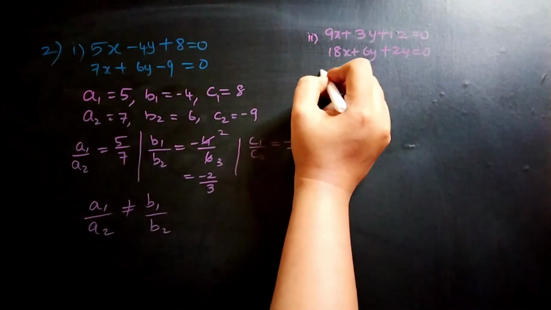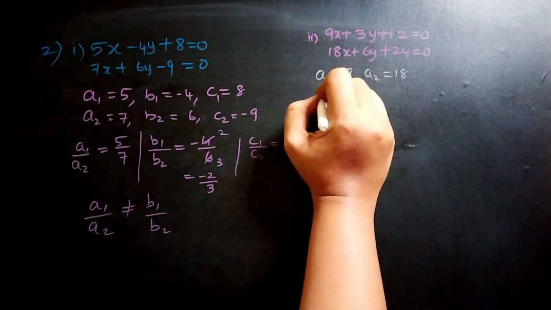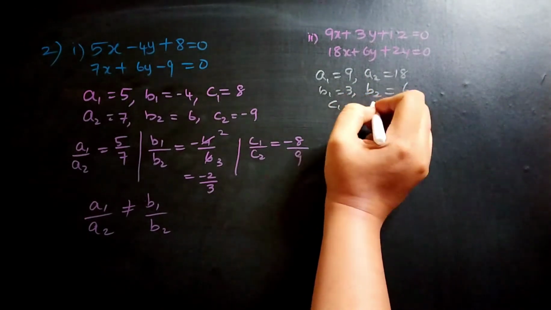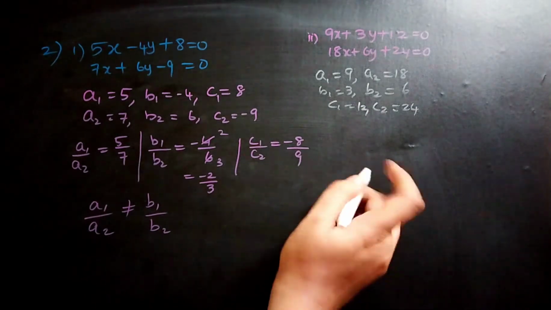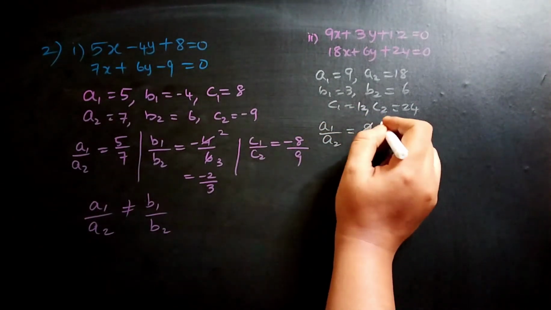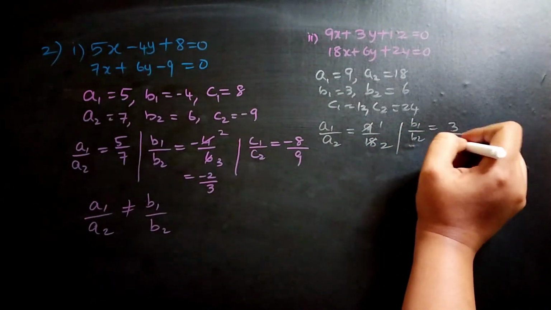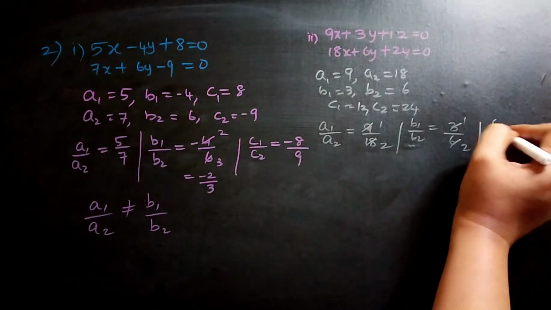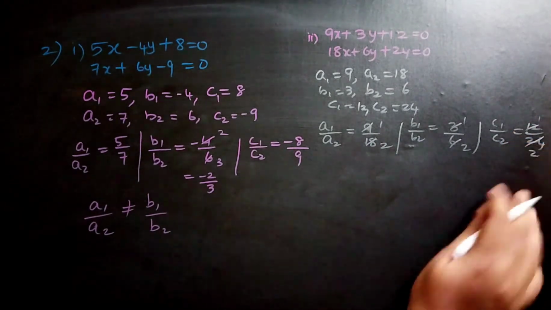Next we have a1 equal to 9, a2 equal to 18, b1 equal to 3, b2 equal to 6, c1 equal to 12, c2 equal to 24. We will find the ratios. a1 by a2 is 9 by 18, which we can simplify to 1 by 2. b1 by b2 is 3 by 6, which simplifies to 1 by 2. And c1 by c2 is 12 by 24, which simplifies to 1 by 2.